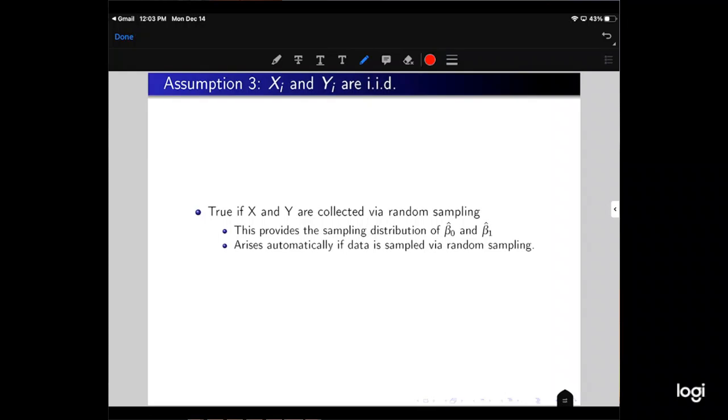Assumption number 3: the X and the Y are IID, independently and identically distributed. This is true if X and Y are collected via random sampling. This provides the sampling distribution of beta hat 0 and beta hat 1 by what? The central limit theorem. It arises automatically if the data is sampled via random sampling. That's great.